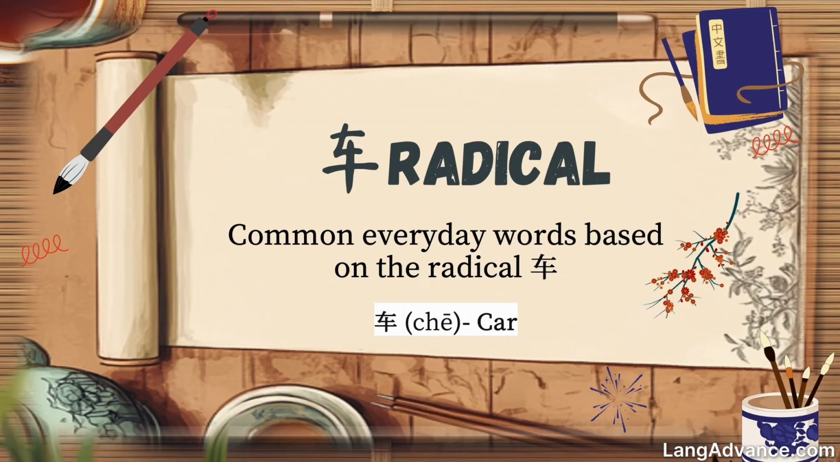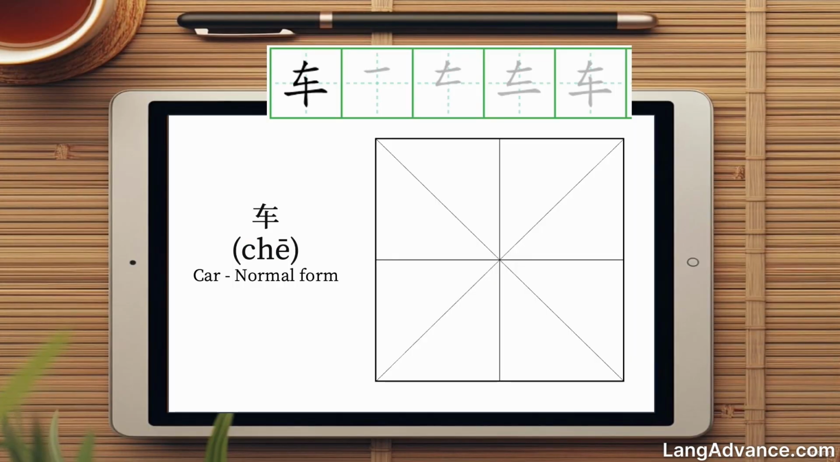Hi and welcome. Today we will be looking at some common everyday words based on the radical ch, which is car. When you see this type of word, immediately you will know that it has something to do with vehicles, transportation or movement. Let's look at car in its normal form.